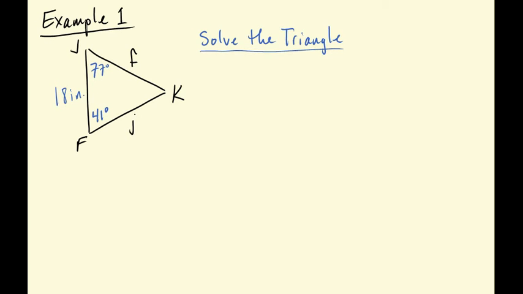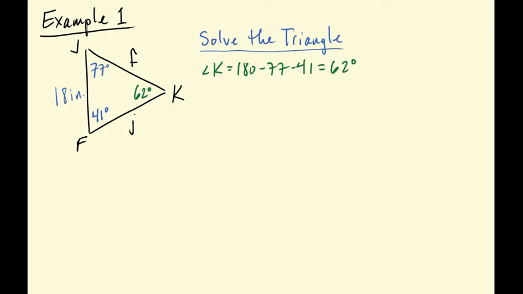Now, the first thing that's pretty clear to find would be angle K. I have two angles of a triangle, so therefore, angle K, let's get that out of the way: 180 minus 77 and 41. And so angle K is 62 degrees. So look at that, I get one right away. Angle K is 62 degrees.